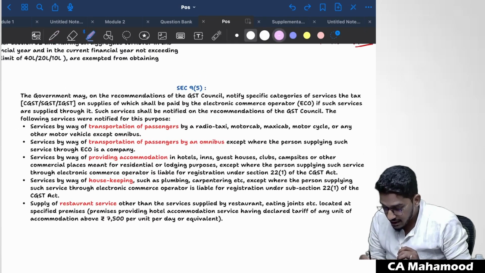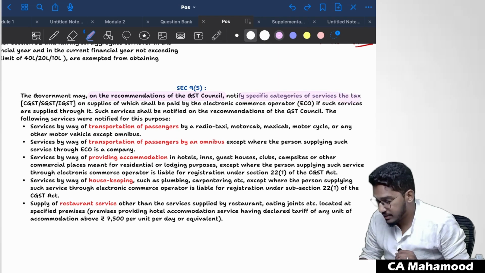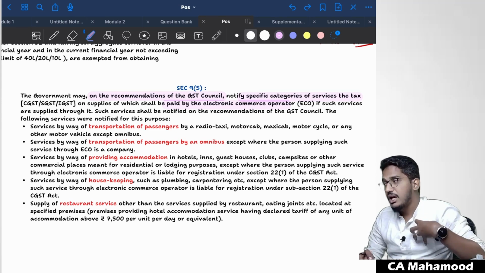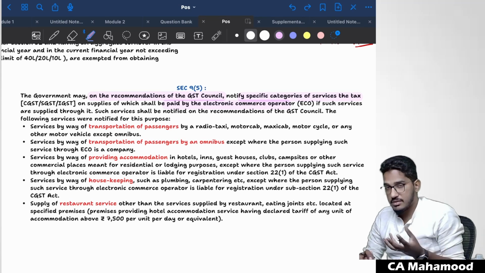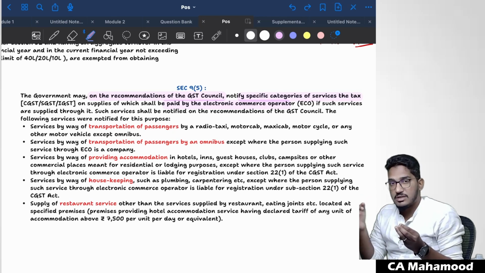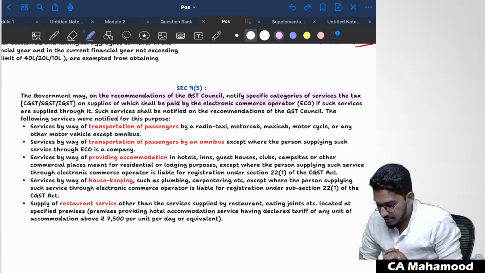So what they have told here is, the government may, on the recommendations of the GST Council, notify specific categories of services, the tax on supplies of which shall be paid by the e-commerce operator if such services are supplied through it. As I have told, under 9 subsection 5, the government reserved the power. They told we have the power, we can notify certain services. If those services are supplied through an e-commerce operator, the supplier will not collect the GST and pay to the government. The e-commerce operator only should directly pay the GST amount to the government.